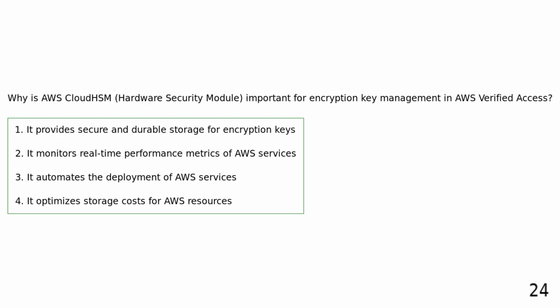Why is AWS Cloud HSM important for encryption key management in AWS Verified Access? It provides secure and durable storage for encryption keys. It monitors real-time performance metrics of AWS services. It automates the deployment of AWS services. It optimizes storage costs for AWS resources.